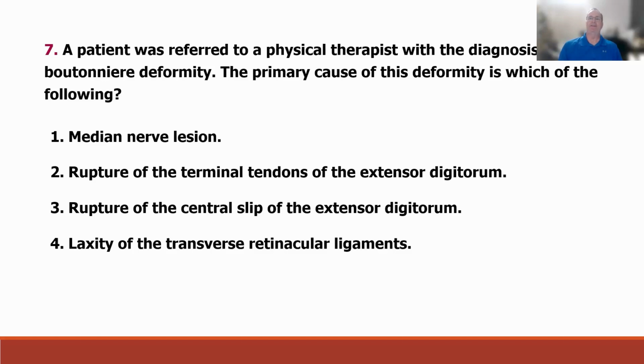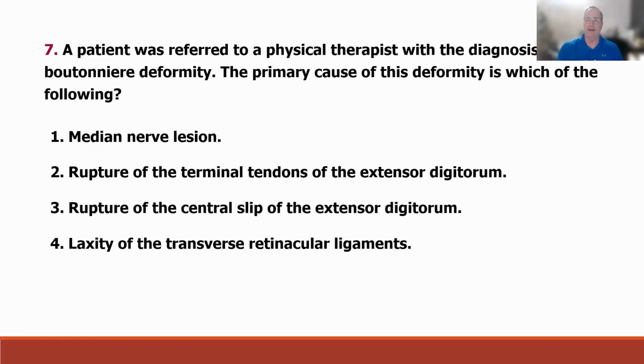All right, so in this question, it says this patient was referred to PT. They have a diagnosis of boutonniere deformity. And so we have to identify the primary cause of that deformity. And for those of you who have taken our 2-day prep course, you may recognize this question.